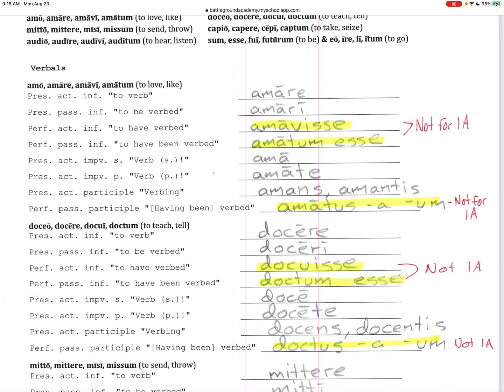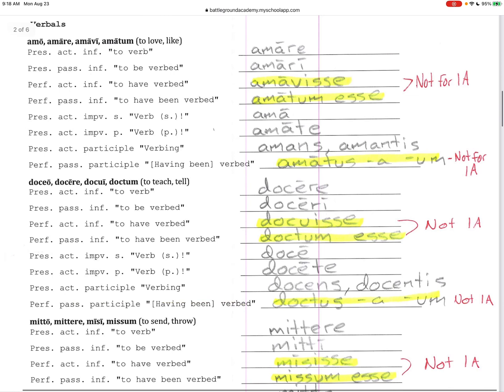All right, so talking about how we use these to make the various forms, you'll notice that amare, the second principal part, is the same as the present active infinitive in our first blank here, amare. And then if you look down to the next blank, amari, that's the present passive infinitive. That would be to be loved. Amare with the E is to love. Amari with a long I is to be loved. And you'll notice the change there. The final short E has turned to a long I. That's normally how you make the present passive infinitive. You just change that final E to a long I.